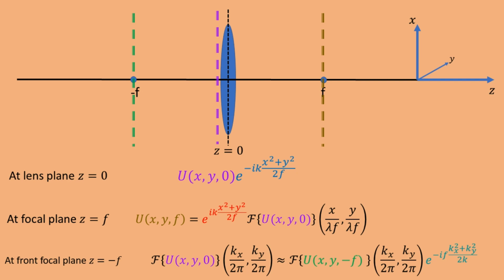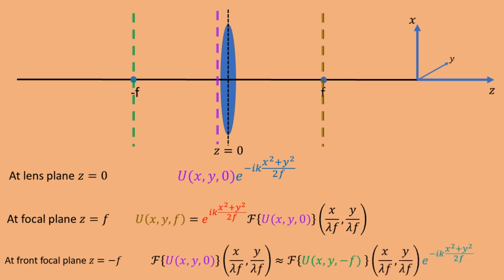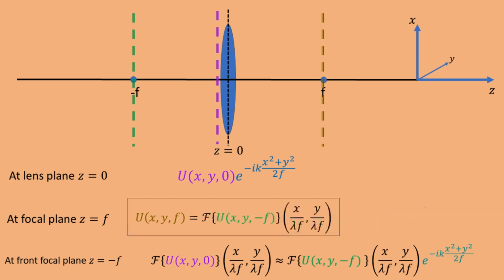The expression we get has kx and ky as its variables, but we want to substitute a function that has spatial coordinates x and y as its variables. So we have to substitute kx by k times x over f and ky by k times y over f. Once we've done that, we can plug this result into the expression for the field at the backfocal plane, and we find that the two quadratic phase factors cancel each other out. And so we found our main result. The fields in the backfocal plane and front focal plane are related to each other by Fourier transform.